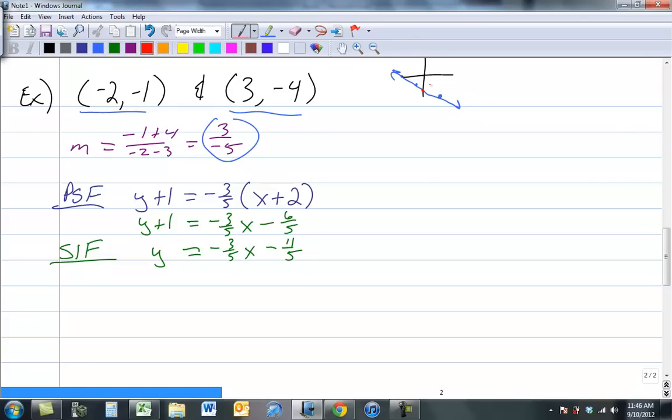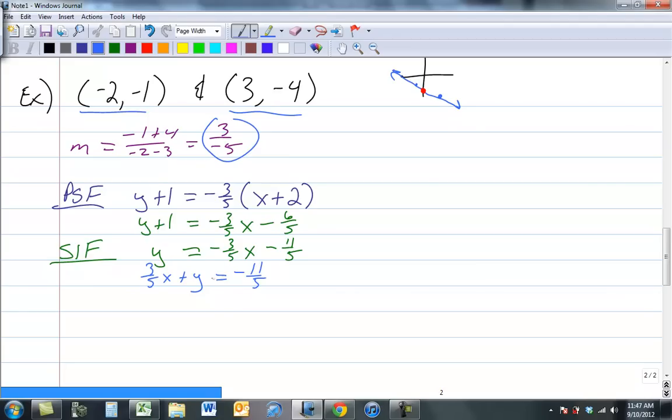Hey, remember up here we have a negative slope, and we predicted that we were going to have a negative y-intercept as well, and sure enough, there it is. All right, so that brings us to the last thing. Standard form. Standard form, remember, ax plus by is equal to c. So we're going to move this -3/5 x term to the left side. You're going to add it, and you should get 3/5 x plus y equals -11/5.